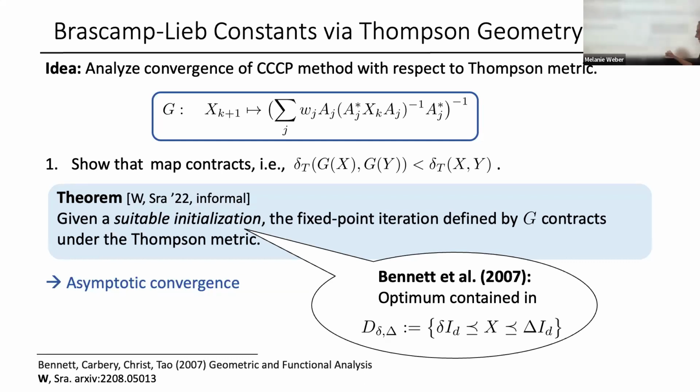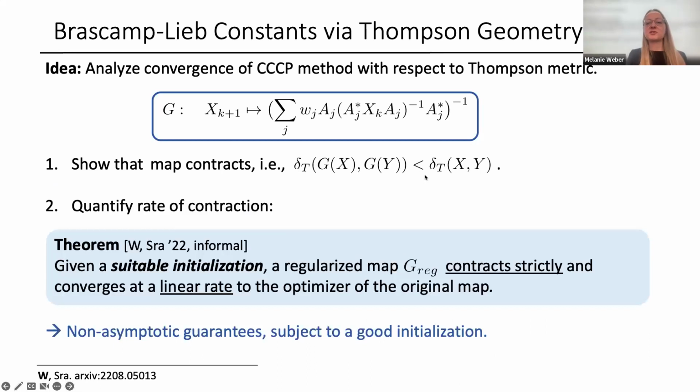But assuming we initialize in that set, then from this contractivity property we have asymptotic convergence, and with some additional ingredients we can show a non-asymptotic guarantee, and actually at a linear rate, so O(log 1/epsilon) rate. The additional ingredient that comes in here is a regularization. That regularization allows us to quantify the rate of contraction. And then using that rate of contraction, we are able to show the linear rate.